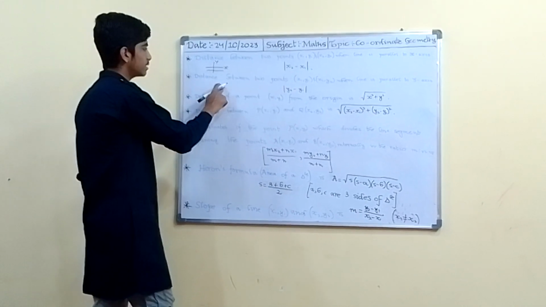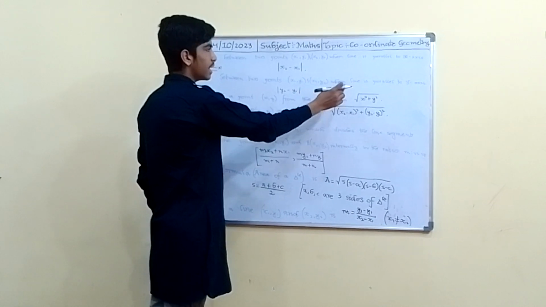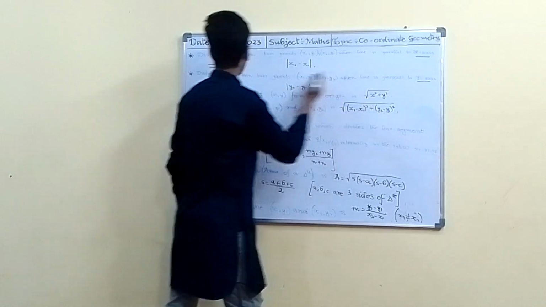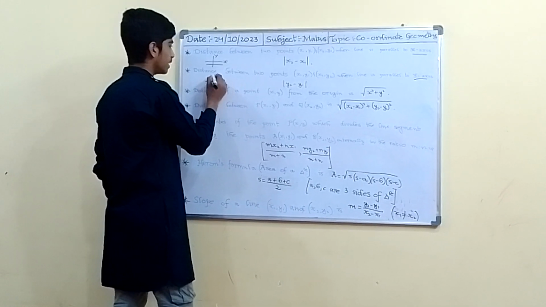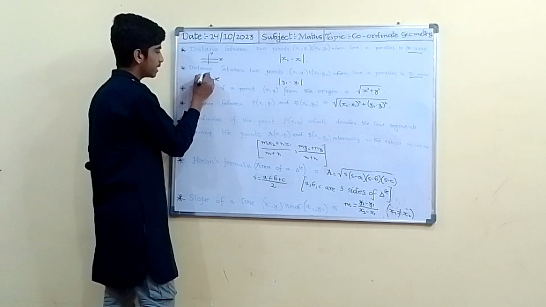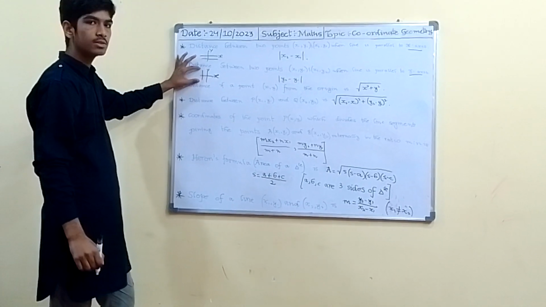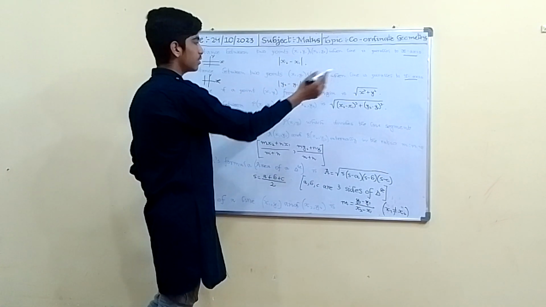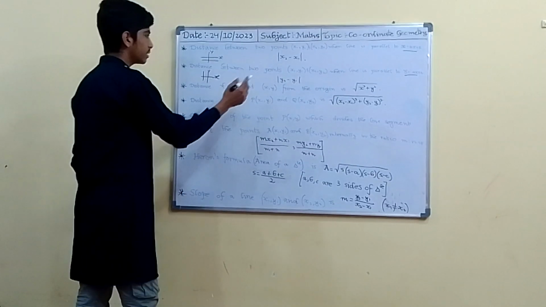And the second formula is distance between two points x1, y1 and x2, y2 when line is parallel to y-axis. Here it is quite opposite. Parallel to y-axis means straight to y-axis, this is the line parallel to y-axis. So we have to find the distance of this line. The formula for this distance is modulus of y2 minus y1. This is the second formula.